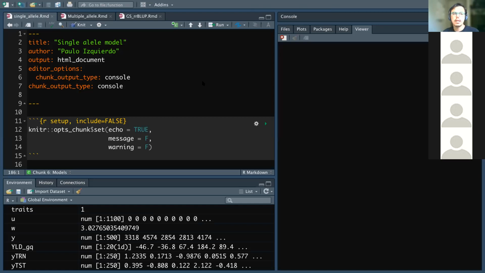So the first thing that I want to mention is that hopefully you have R and RStudio. They are different, but basically the same. They work with the R language, but RStudio is more friendly to work with. I think it has a nicer graphic interface.